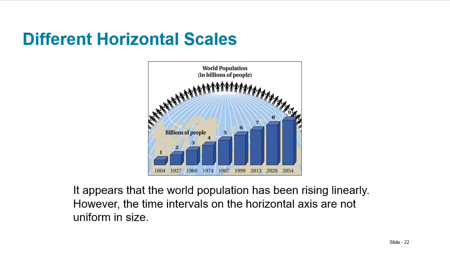And then different horizontal scales is a problem because it appears that the world population has been rising linearly, right? This looks like pretty much a straight line. However, the time intervals on the horizontal axis are not uniform, right? So they went from 1804 to 1927 to 1960. So the horizontal scale keeps changing. So it makes it look like everything is growing linearly, but it's not because the differences, right, are different each time. So just pay attention to things like that so you don't get misled.